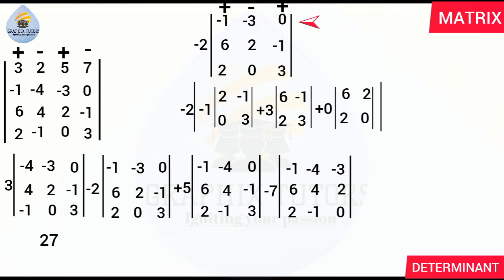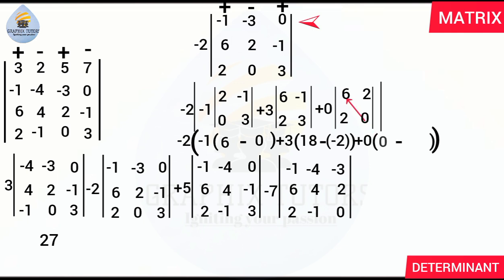So if I come down further, I bring the minus 2 out, and I will now have minus 1, open bracket, put negative in between. 3 times 2 is 6. 0 times minus 1 will be what? 0. Plus 3, open bracket, put minus in between. 3 times 6 is 18. 2 times minus 1 is minus 2. Plus 0, open bracket, put negative in between. 0 times 6 is 0, and 2 times 2 is 4. This is what we have.